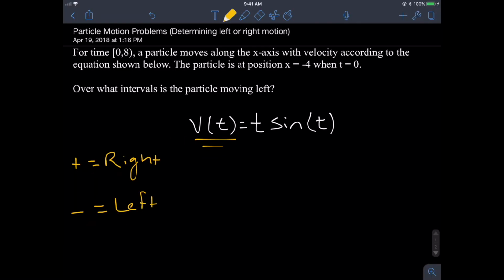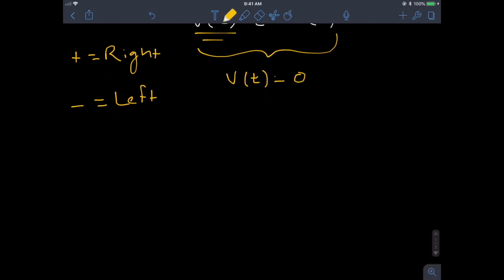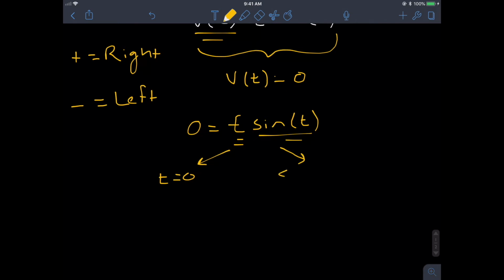To figure out where these positive and negative intervals occur, we're first going to have to figure out where v of t equals 0. So that means that we're going to take our equation and set it equal to 0. So 0 equals t times sine of t. This is a product, so the whole thing equals 0 when t equals 0 or when sine of t equals 0. So t equals 0 takes care of itself, right? Sine of t equals 0 is a different matter entirely.